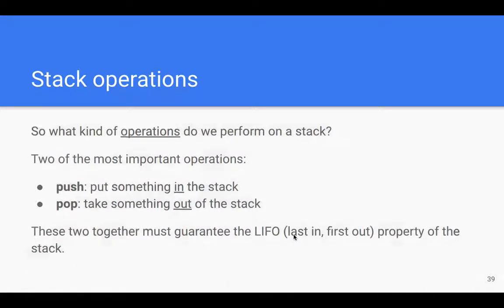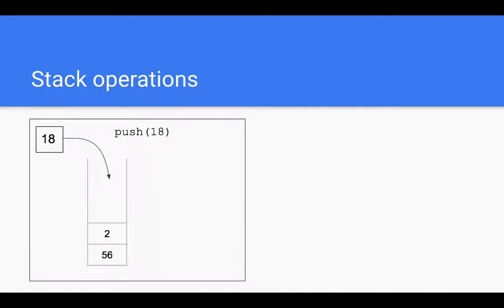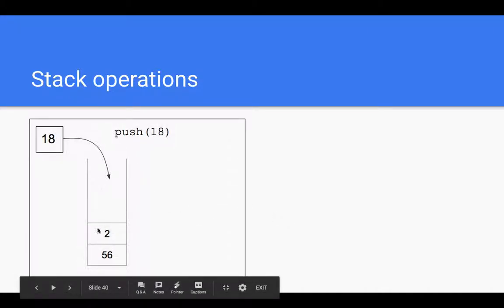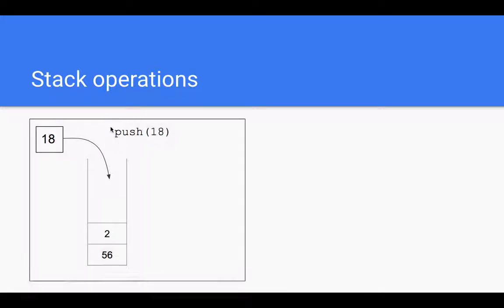So let's take a very quick look at what it actually means. Let's assume we already have a stack and we have two numbers in there already, and then we want to put another number in the stack. So we do the push 18. So we take the number 18 and we push it on to the stack. Okay, now the stack has the number 18 on top of it.